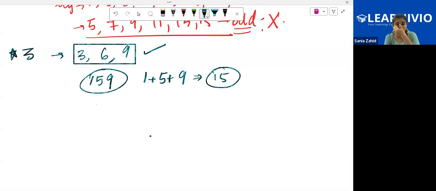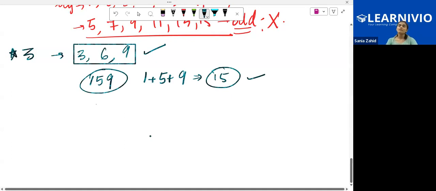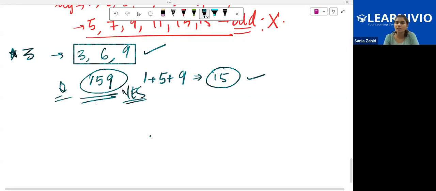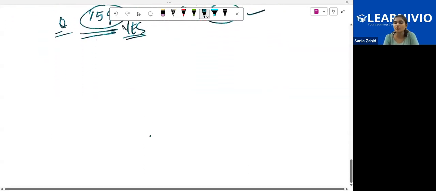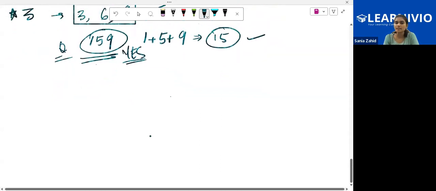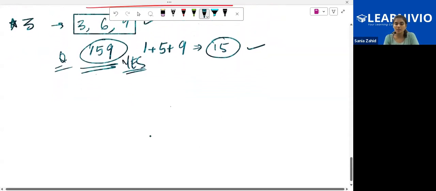Yes, it is, because 3 5s are 15. So 15 is divisible by 3. That means 159 is also divisible by 3. That way you can solve for 3. So the test of divisibility for 3, what is it? You have to add all the digits in the given number and then you can solve it.